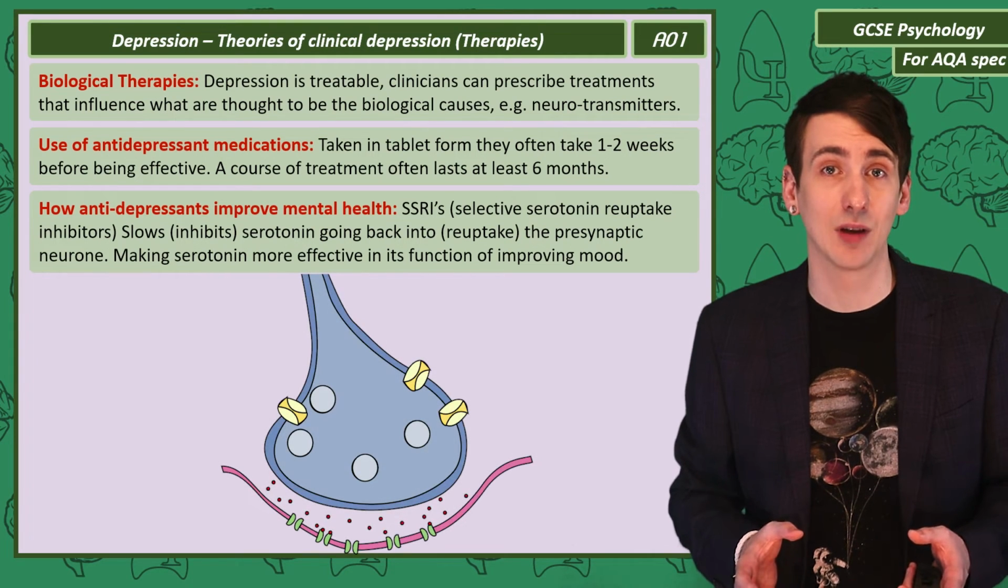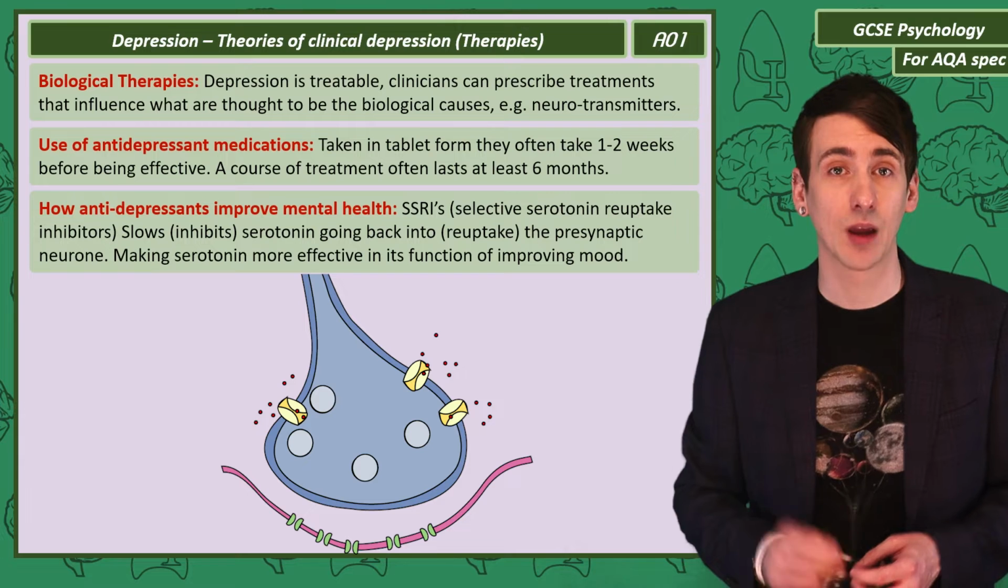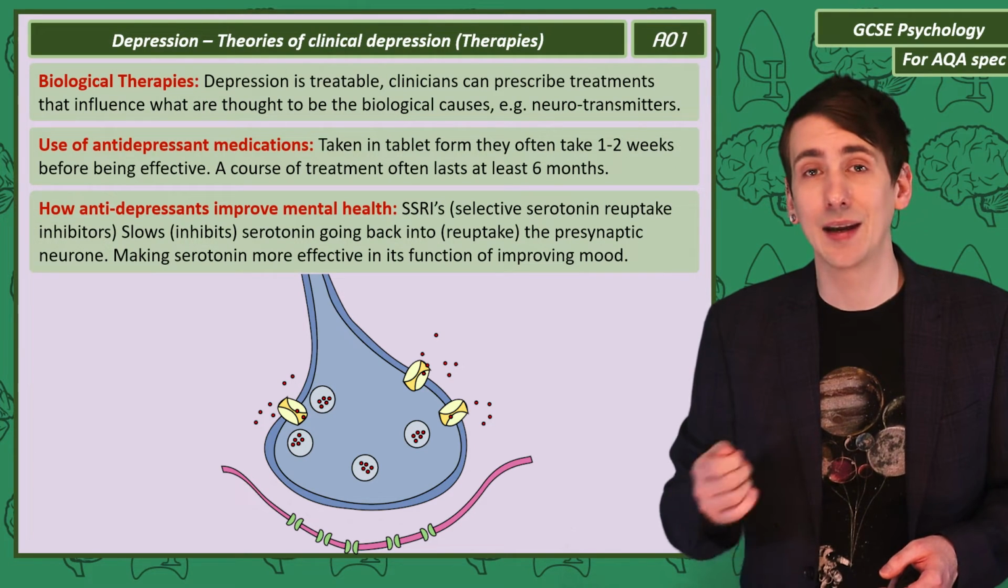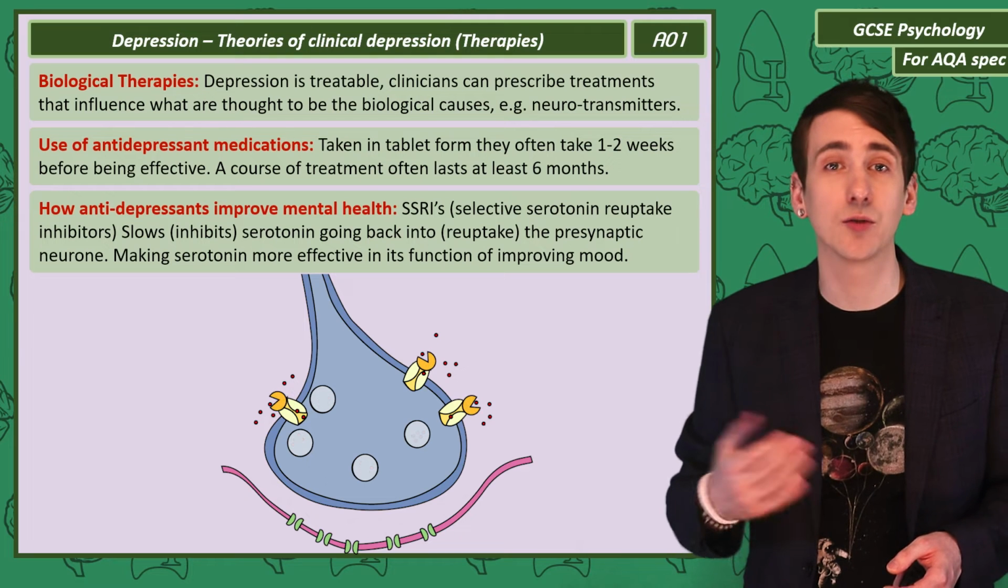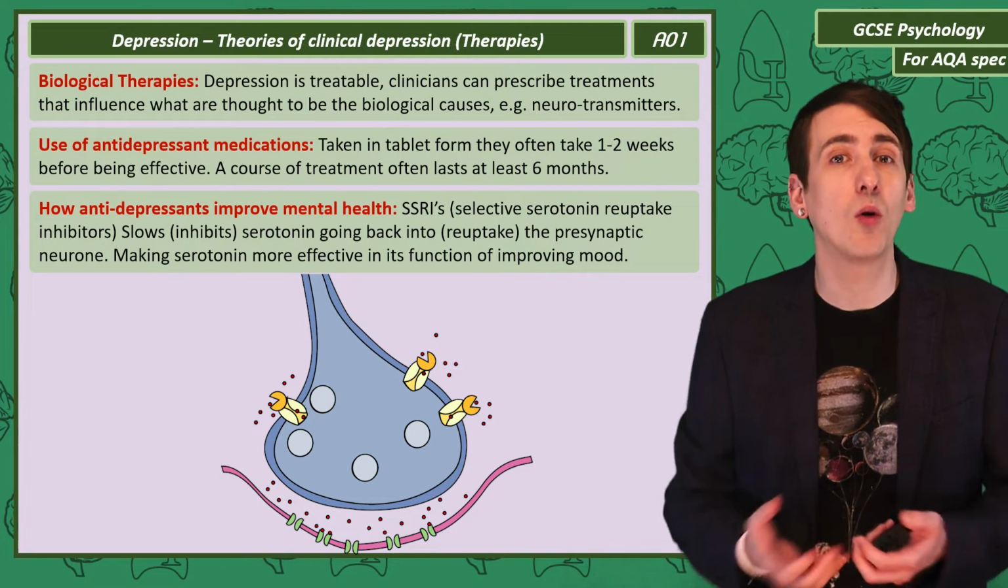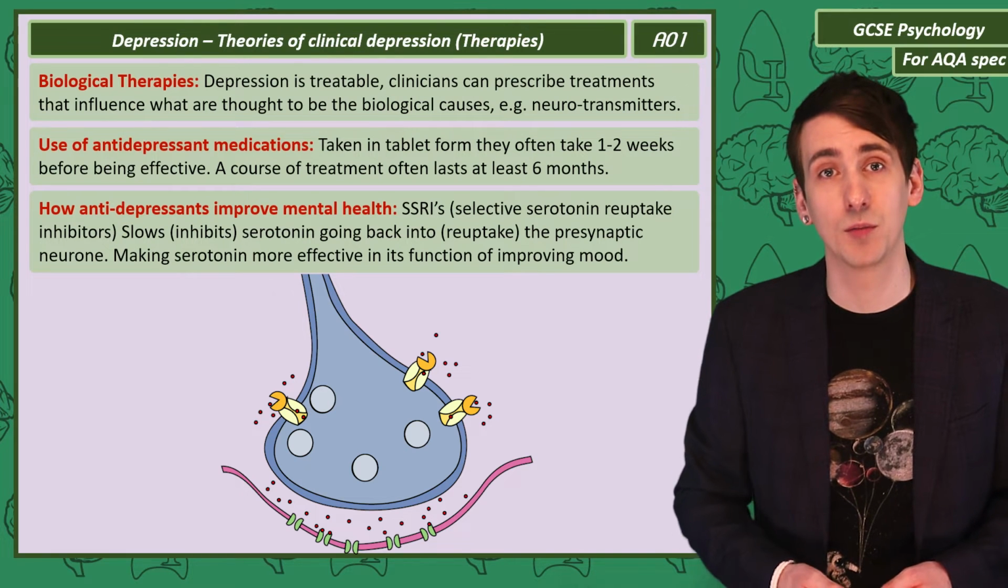SSRIs are really well named. They describe exactly what they do. They select, so they choose only serotonin, and they inhibit, so they slow down its reuptake into the presynaptic neuron. That makes serotonin more effective in the synapse, improving mood.